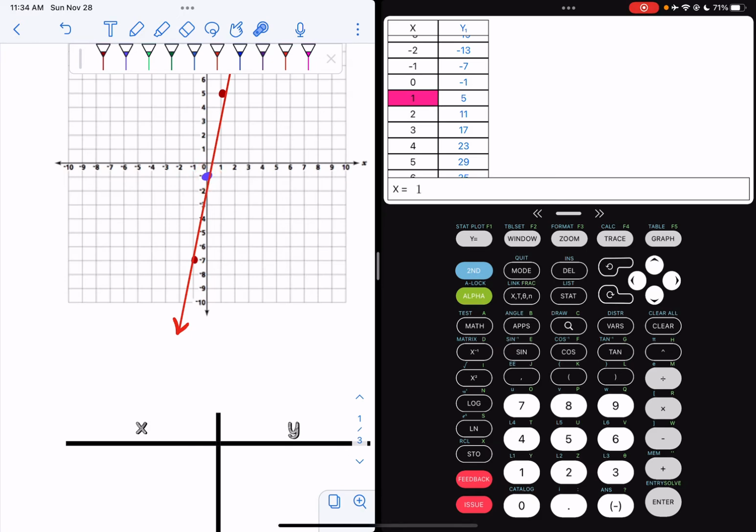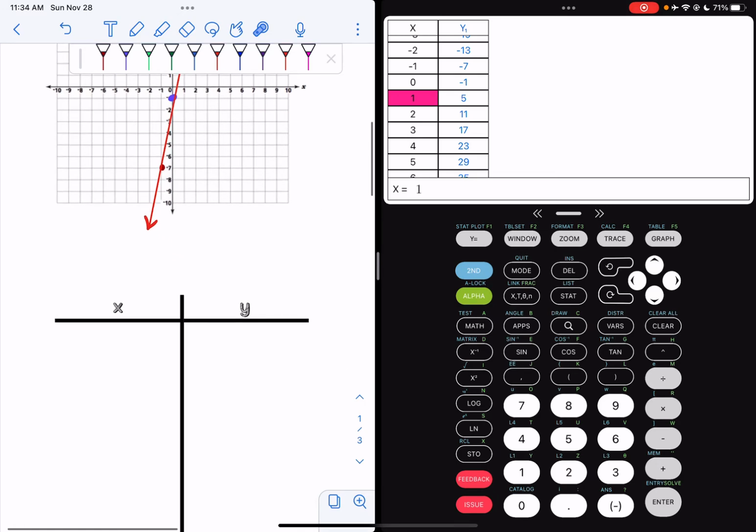That works. At 1, I get 5. That works. So this works perfectly. So at negative 1, I get negative 7. At 0, I get negative 1. And at 1, I get 5.